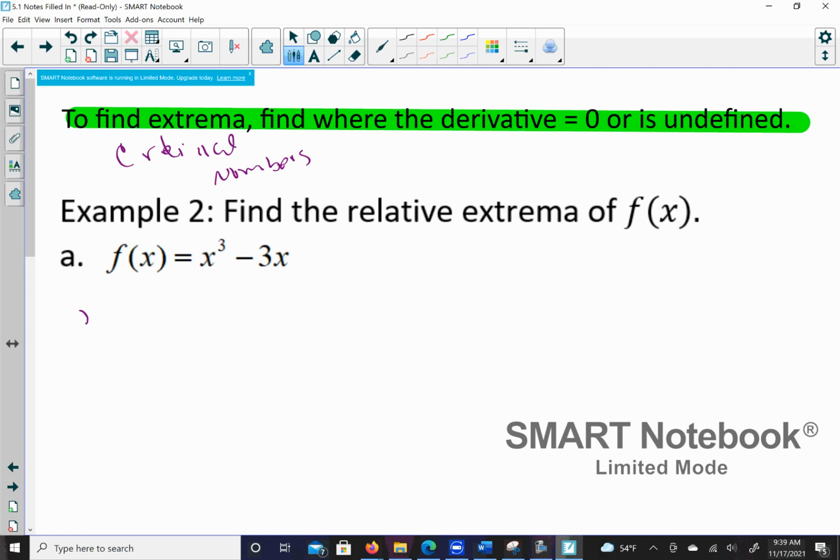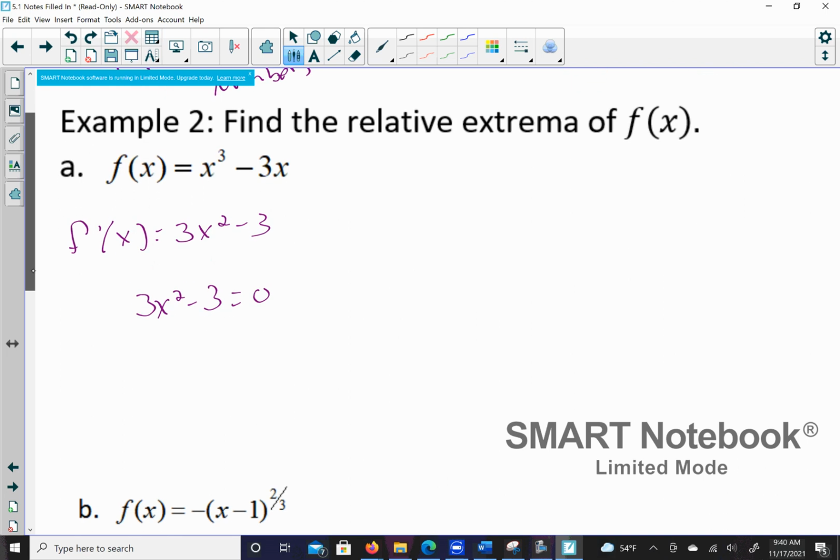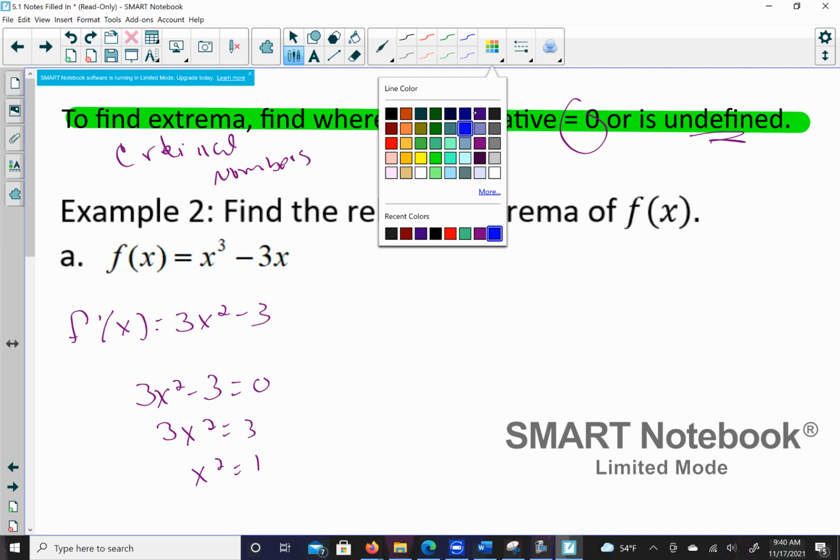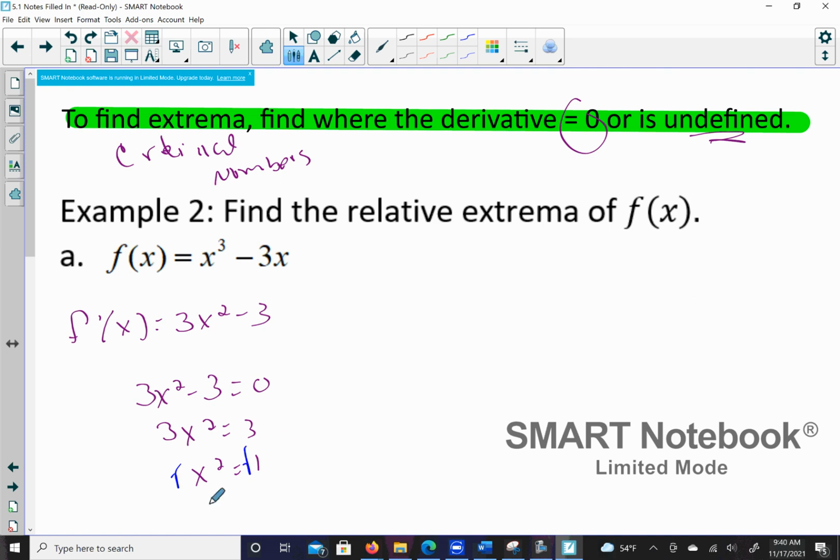So to find the relative extrema, I'm going to find the derivative. So this would be 3x squared minus 3. There's not going to be a place where it's undefined because I don't have anything in the denominator. So I am going to set it equal to 0 to find out when my derivative is equal to 0. Remember, that gives me that horizontal tangent line that we talked about before. So here I'm going to add 3 to both sides, divide both sides by 3, and I'm going to get x squared equals 1. Then I'm going to take the square root, and x is going to equal plus or minus 1.